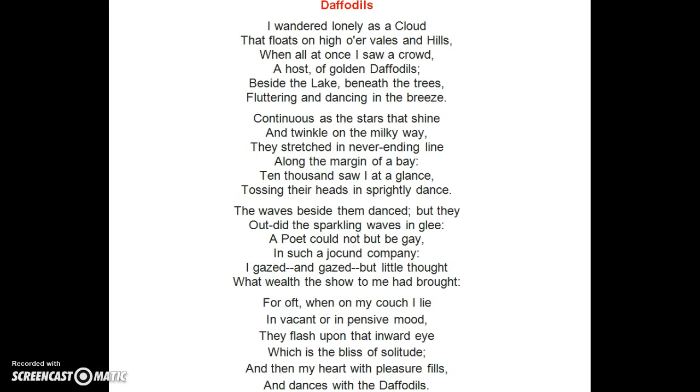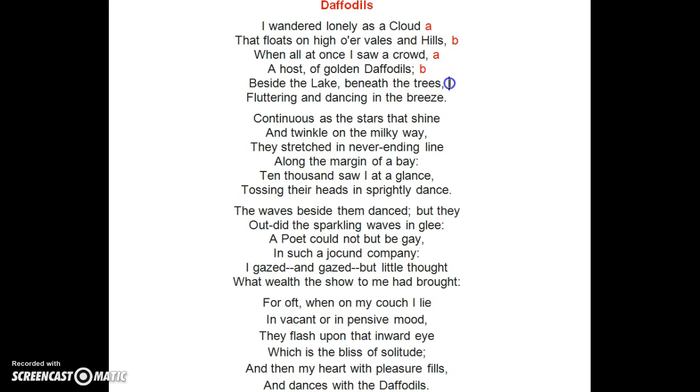The rhyme scheme is, as you can see, A, B, A, B, C, and C. The last 2 lines of each stanza rhyme like the end of a Shakespeare sonnet. This is called a rhyming couplet.